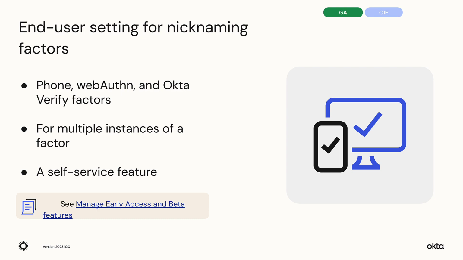End user setting for nicknaming factors. End users can now nickname their phone, WebAuthn, and Okta Verify factors. If they have enrolled multiple instances of a factor, giving nicknames helps them identify the factors quickly. For example, My Personal Cell Phone or My Office MacBook Touch ID. This is a self-service feature.